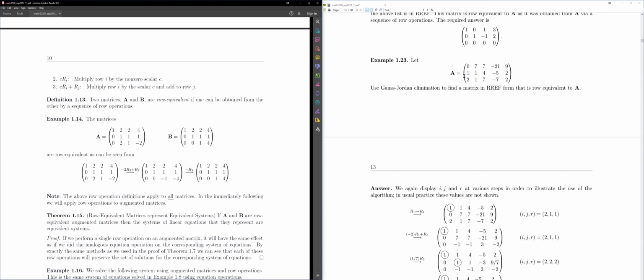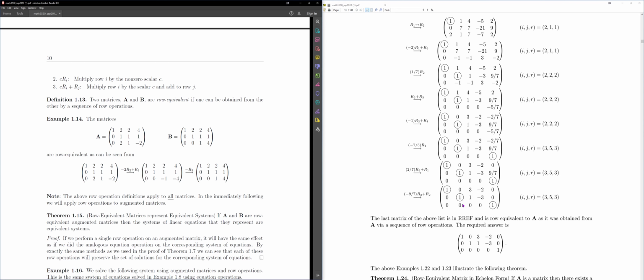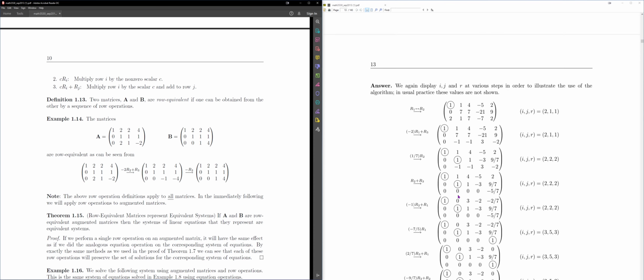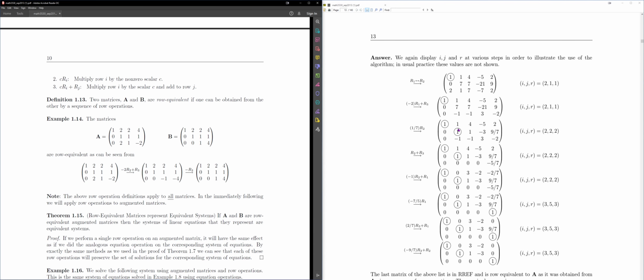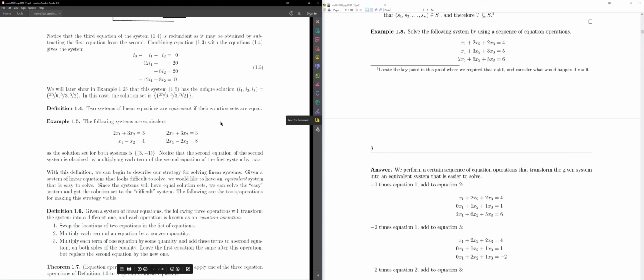So I get from this A over here to this one over here by a sequence of row operations. What that means is that this is an example of this matrix being row equivalent to this matrix over here. So let's recall what it means for two linear systems to be equivalent.